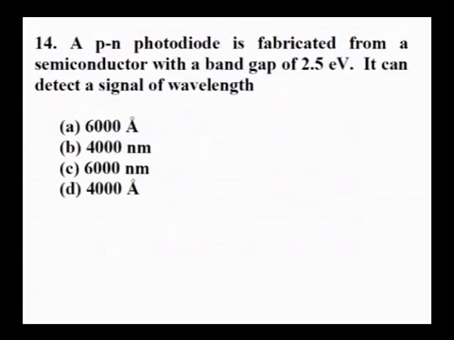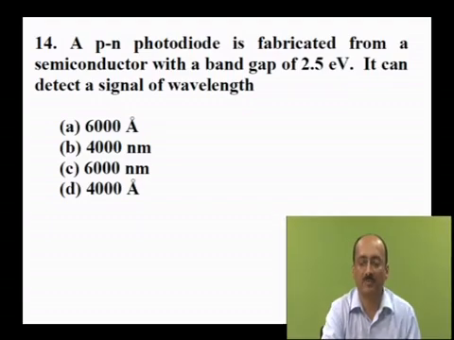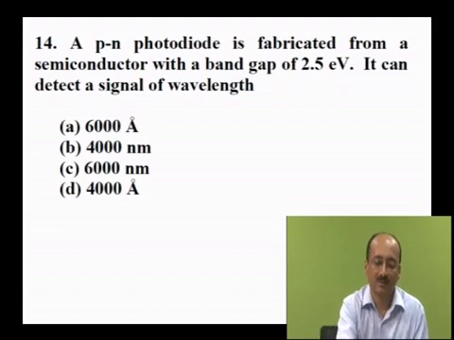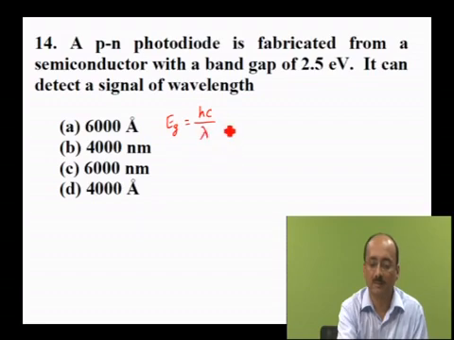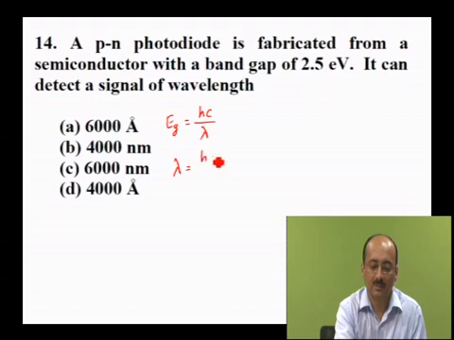A PN photodiode is fabricated from a semiconductor with a band gap of 2.5 electron volt. It can detect a signal of wavelength. Now, in such a situation, what can you do? Go by calculating the energy gap. Energy gap is given by E equal to hc by lambda. Now, you want to calculate that lambda. So, you can say hc by Eg.